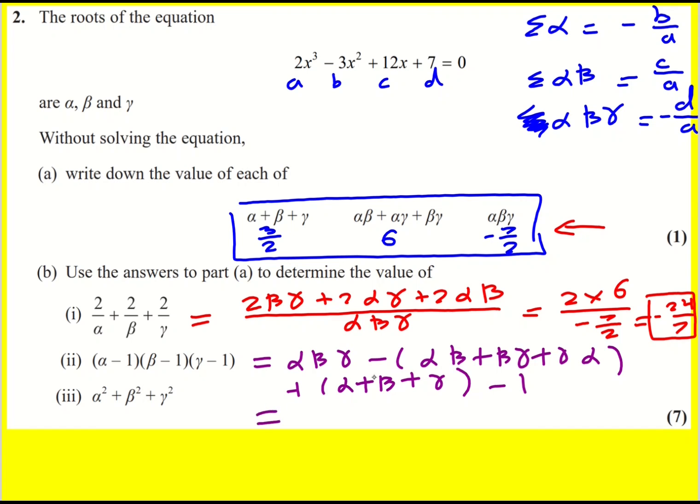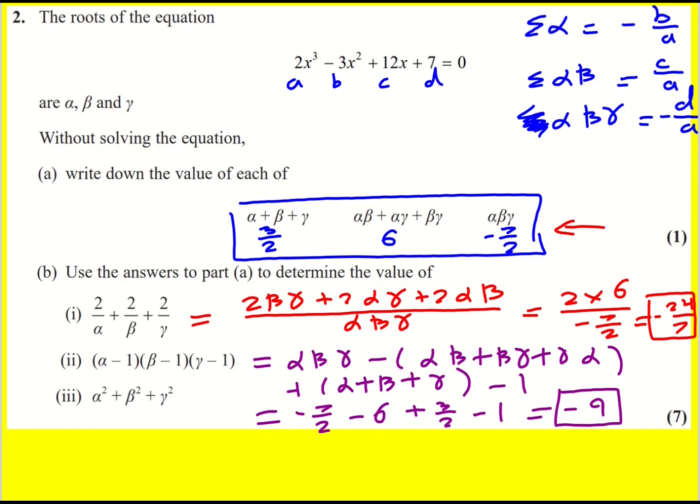And we've got everything we need now, because I've got it's minus 7 over 2 first, then minus 6, plus 3 over 2 minus 1. And that ends up giving us minus 9.